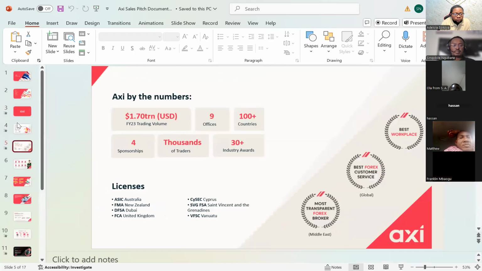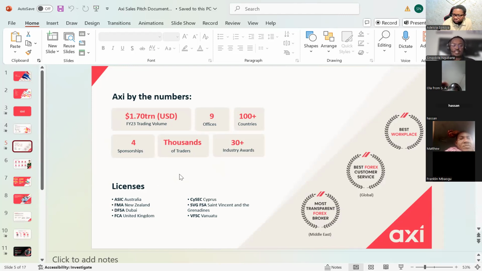And then offices, we have 9 offices. I already shared that. Footprint in over 100 countries. Sponsorship, we have 4. Our trading volume is close to $2 trillion. And then industry awards, plus 30.